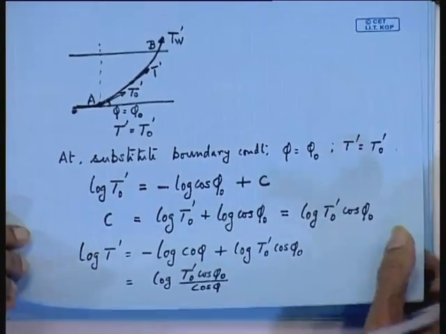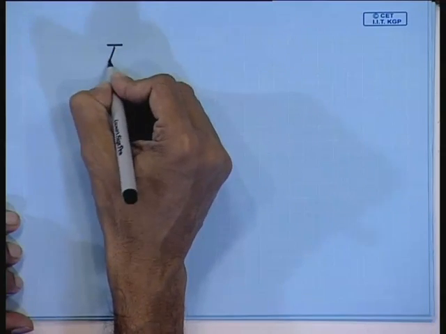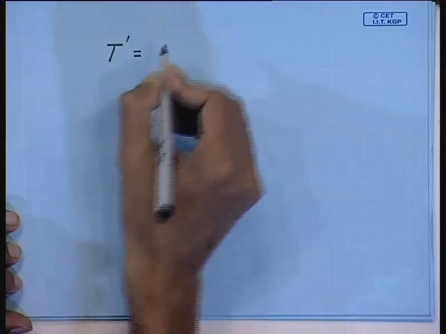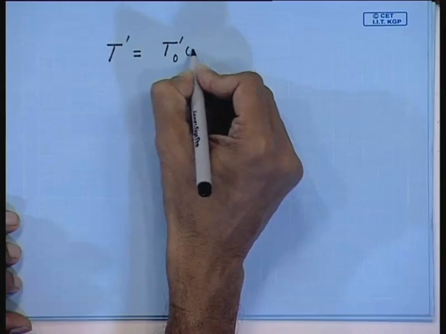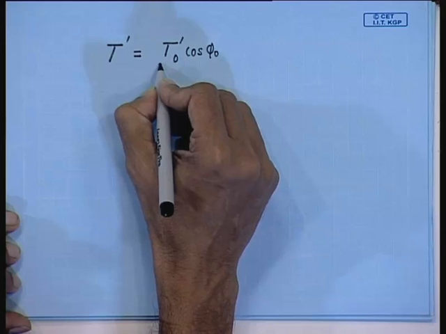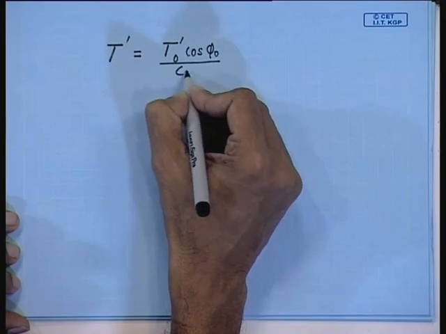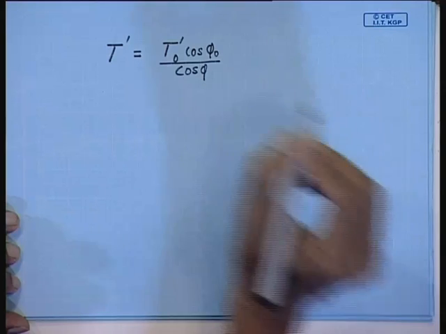So from this equation, since both sides are log, this T prime, that is your tension, becomes equal to T prime naught cos phi naught over cos phi. So this is your expression for tension at any point on the chain cable.